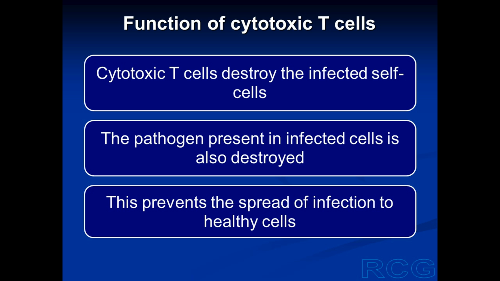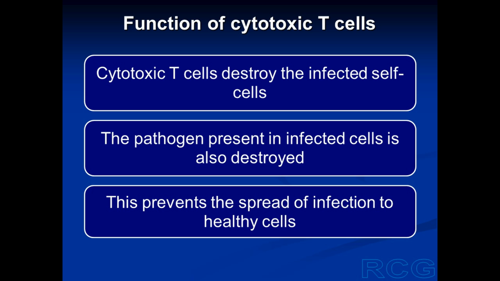So if a pathogen has succeeded in entering some of our cells, these cells have become infected. The cytotoxic T cells will destroy these infected cells, and along with the cells, the pathogen which is present inside these cells will also be destroyed. So, infected cells plus the pathogen are destroyed by the cytotoxic T cells, and this prevents the spread of infection to other healthy uninfected cells.